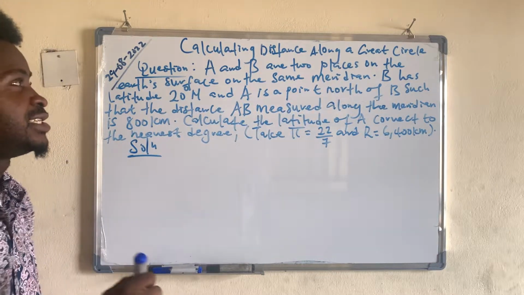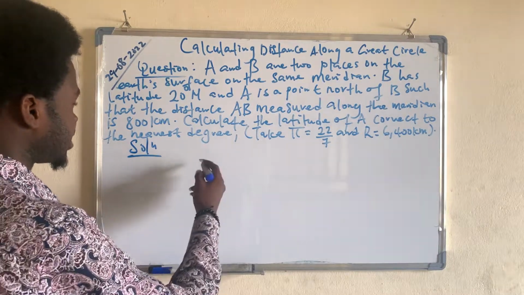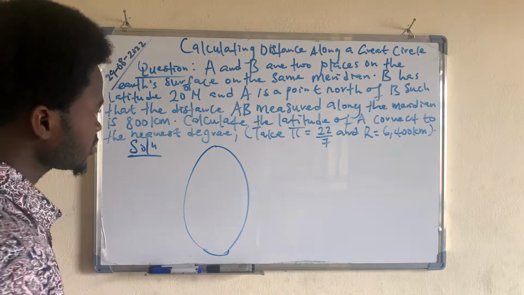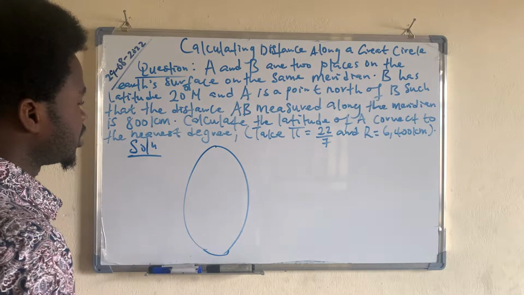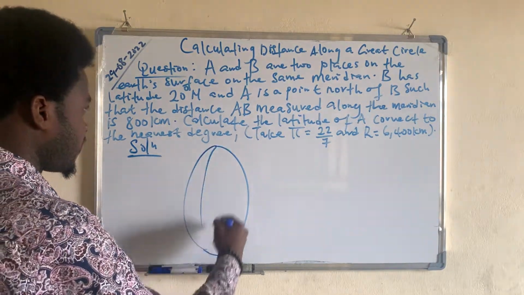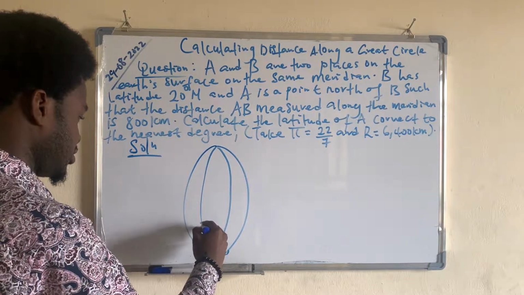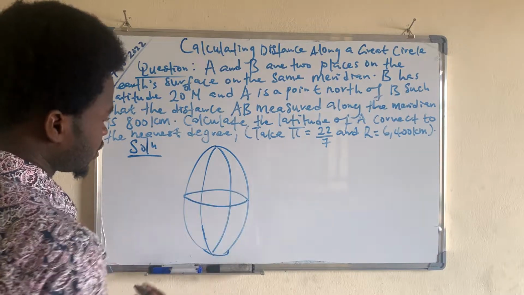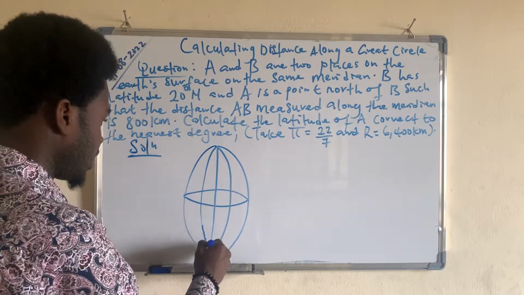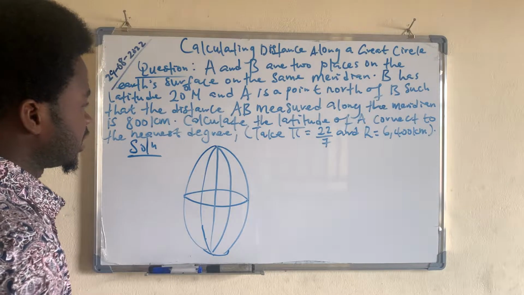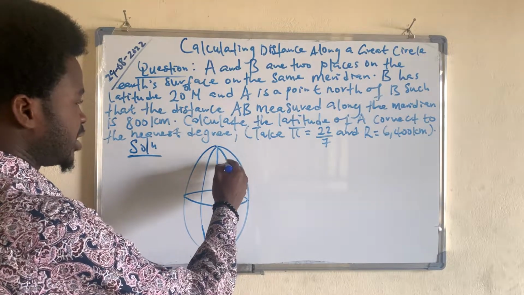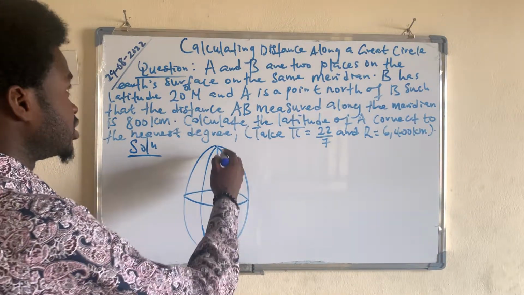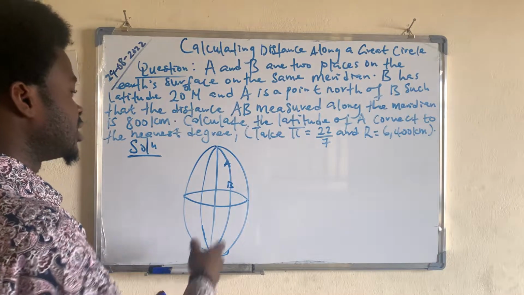If we have our diagram like this, we know that our Earth is a sphere. Suppose we have this meridian, we have our equator this way, we have the polar axis. Let's say this is a point A, and this is a point B on the same meridian.